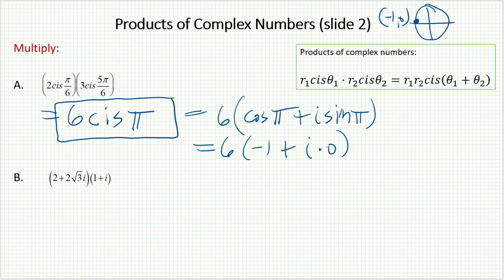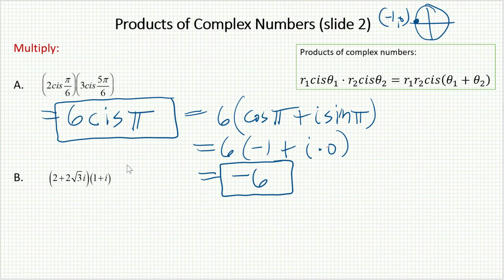Well, the i part is going to go away. All you're going to have left here is 6 times -1, which is -6. That's just a real number because the imaginary part disappeared, but it is the standard form of that complex number, just -6.